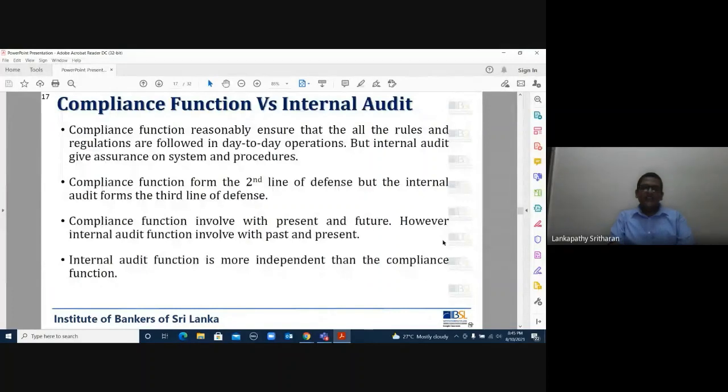Actually, when I was preparing the slides, I went through all the past paper questions. You have to get the knowledge about the compliance function and internal audit and everything, but on top of the knowledge, you have to be able to give the answer. I observed that there were some questions about the comparison between the compliance function and internal audit, so that's why I included that.